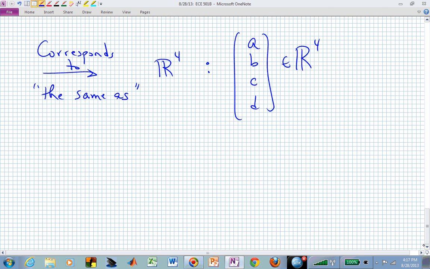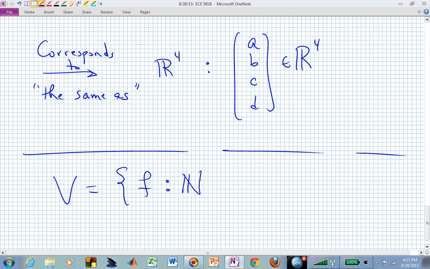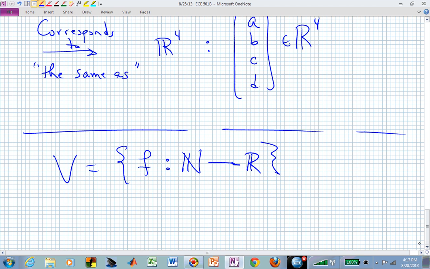What about another possible vector space? Suppose that I said, okay, here's a vector space V that's going to be denoted by some function f such that we take the natural numbers into the real numbers. This is now the set of all functions that take natural number arguments into real numbers. This is now a function. Trying to sort of label my notation.